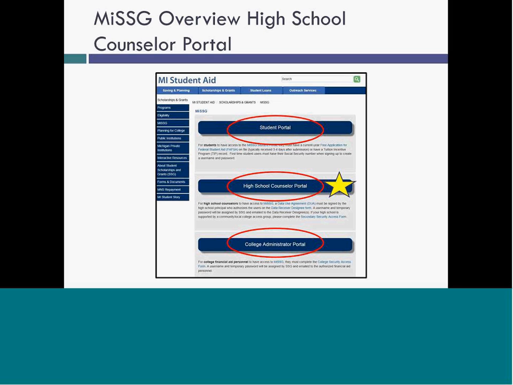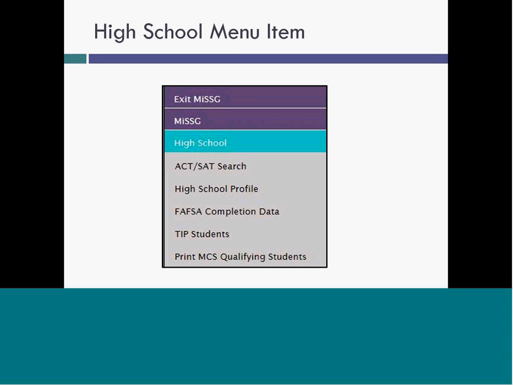Again, high school counselors will go to the same initial page that you go to log in, and they'll just click on their tab. Once you log in, this is their menu option. This is what they have available to them. They'll be able to view their ACT and SAT records for their students, their school profile, FAFSA completion data, TIP eligibility information, and then there is a roster available to them indicating which of their students meet the merit portion to qualify for the Michigan Competitive Scholarship.